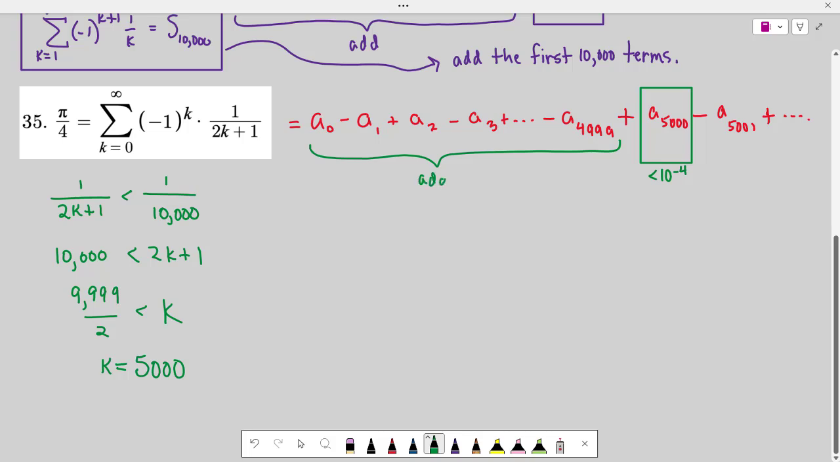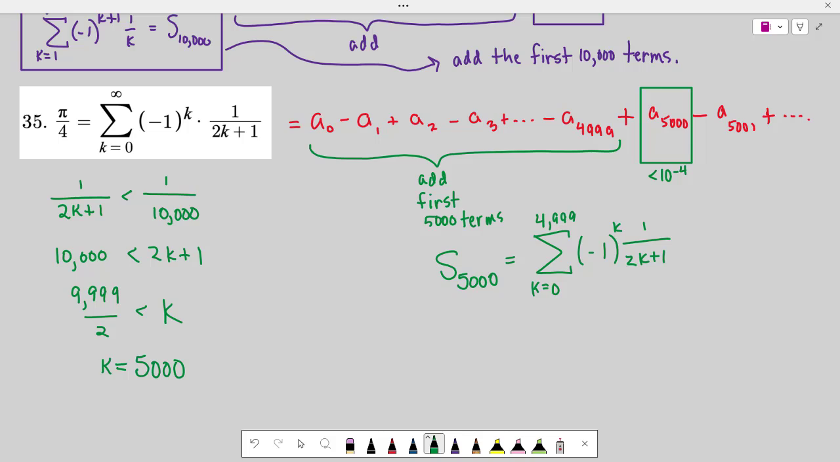We need to add those. How many terms are we adding together? 5,000. Because we have 4,999 terms when we started at 1, but then we have the a sub 0 term. So we have 5,000 terms. If we wanted to write this as a partial sum, we would say S sub 5,000. If we're going to add 5,000 terms, that's what this does. And if we're starting at 0, we're going to stop at 4,999. So that'll be the sum of the first 5,000 terms.